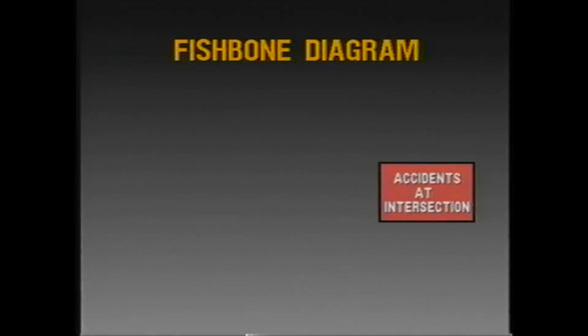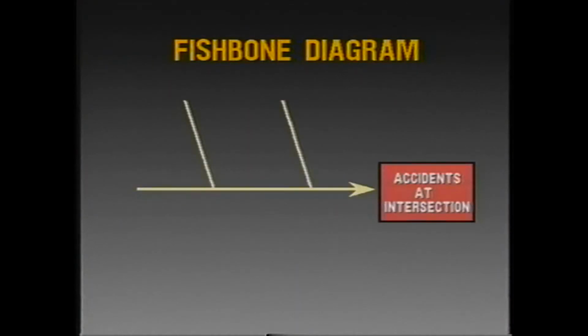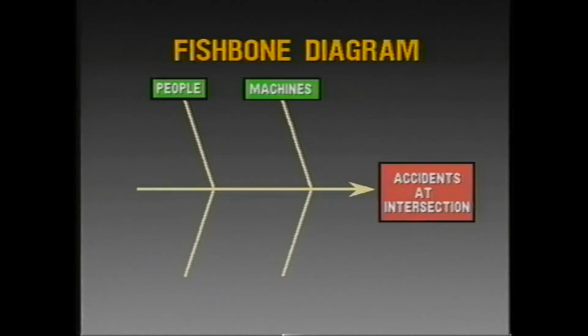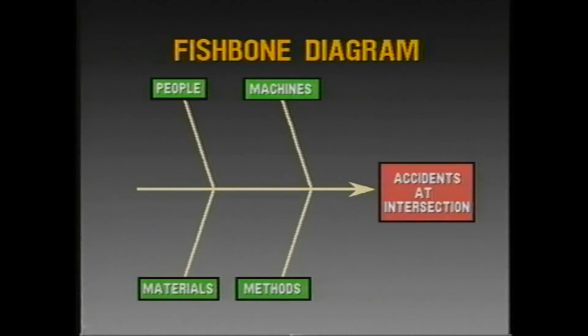The first thing that you do when you construct a fishbone diagram is to set up the diagram. Put that problem down on one side and draw a line to it. Draw 4 more lines. Those 4 lines represent categories of possible causes. We recommend that you label them people, machines, material, or methods. Now that you've laid out your fishbone, you can begin a process of brainstorming around each one of those categories.